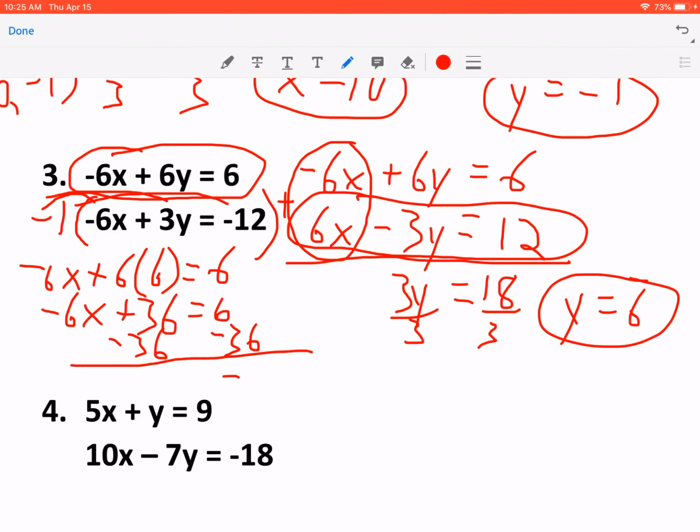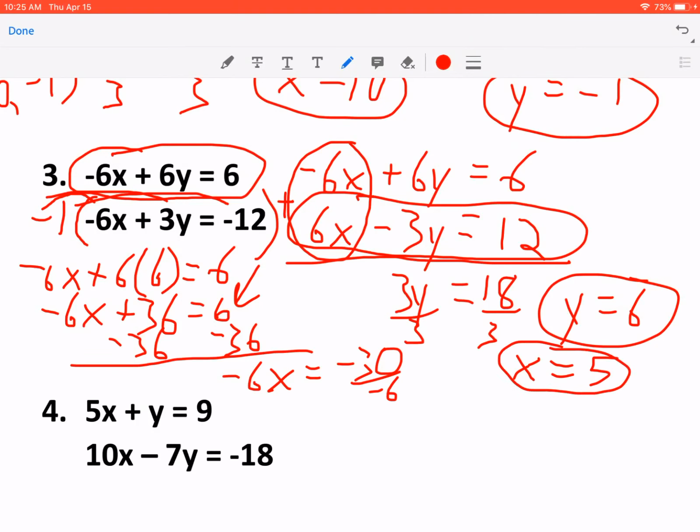And looks like you got negative 6x equals 6 minus 36, which is negative 30. Divide both sides by negative 6, and you should get x is equal to positive 5. So your solution, where do these two lines hit each other? At the coordinate (5, 6). Okay?